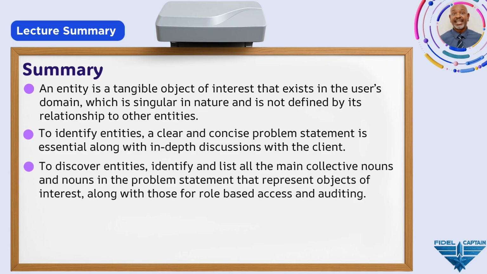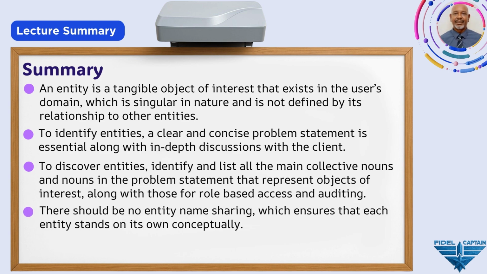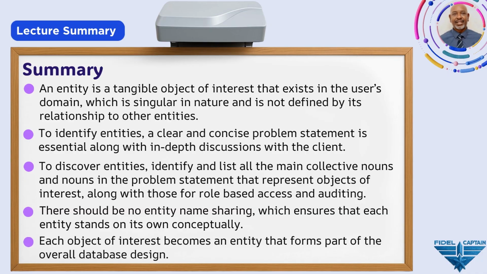To discover entities, you must identify and list all the main collective nouns and nouns in the problem statement that represent objects of interest. Entities necessary for role-based access and auditing are also recorded. There should be no entity name sharing. That is, each entity should have a clear and independent identity within the problem domain and should not be defined by its relationship to other entities. Each object of interest listed through the process outlined in this lecture becomes an entity that forms part of the overall database design.